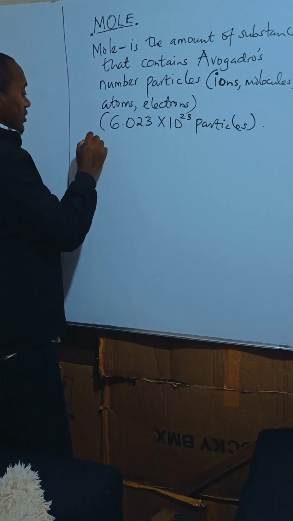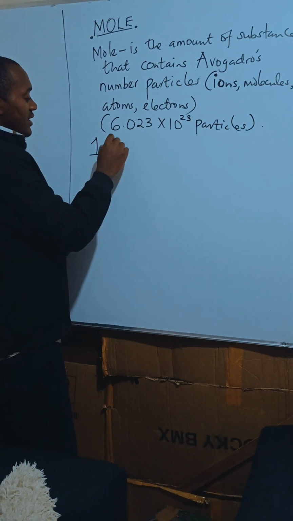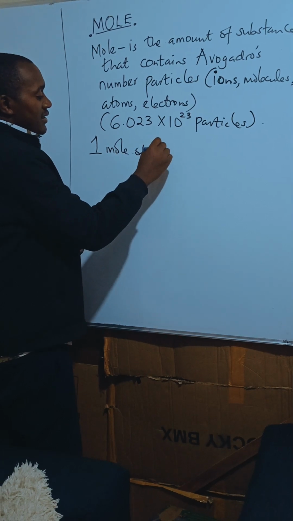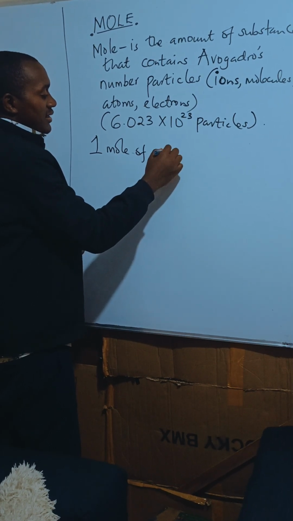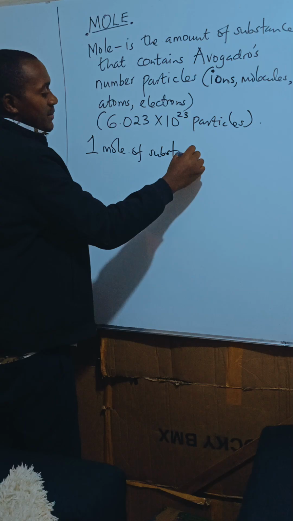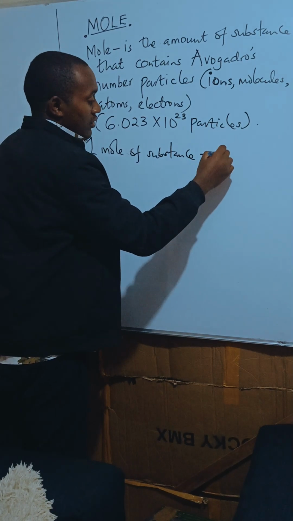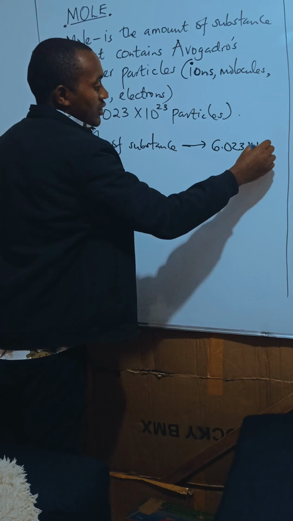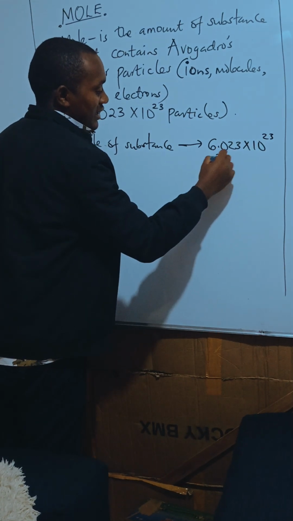Therefore, in short, what am I saying? 1 mole of a substance is equal to 6.023 times 10 power 23 particles.